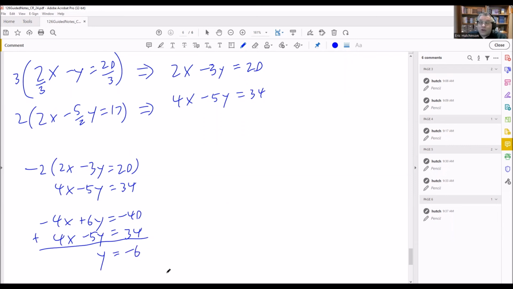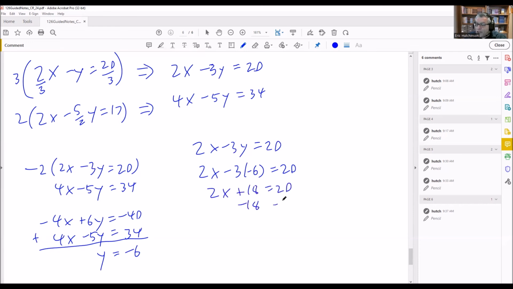Y is already solved. Then I'm going to go into either one of these two equations. I don't want to go back into the fraction ones because that's going to be harder to deal with. So let's deal with just the top or bottom. I'll just use the top equation here. It has smaller numbers. So 2x minus 3y equals 20. I'm going to put the y into here. So I get 2x minus 3 times -6 equals 20. And now I'm just going to solve that. So I get 2x plus 18 equals 20. I'm going to subtract 18 from both sides, and I get 2x equals 2. Divide both sides by 2, and I get x is equal to 1.